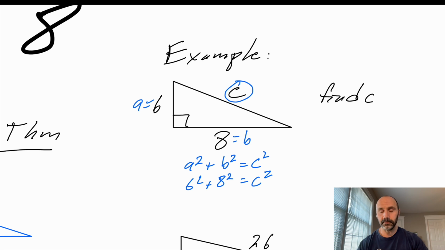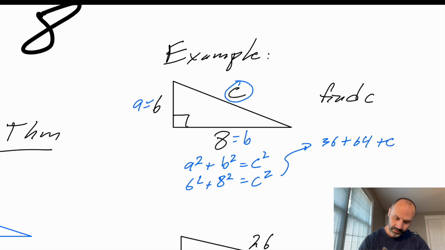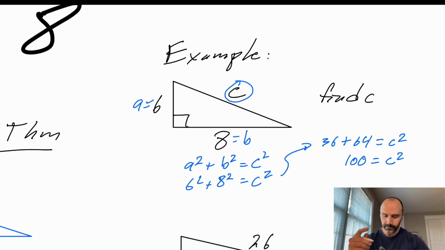We're trying to solve for c, and so we're going to simplify and try to isolate c. 6 squared is 36, and then 8 squared is 64, plus, equals c squared. So this is 100 equals c squared. You have to take the square root of 100, and so you get 10.